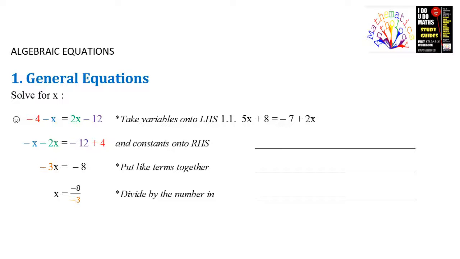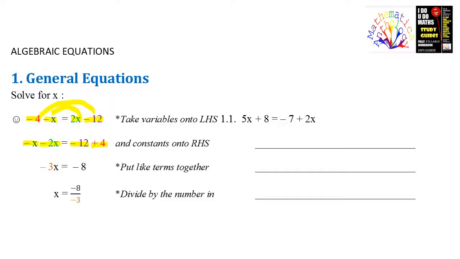So I have -x already on the left-hand side, so I'll leave that the same. My 2x though is on the right-hand side. I need to bring that over, so that becomes -2x. On the right-hand side, I have -12 here already. I'll leave that as -12. There's no change, but my -4 is on the wrong side. I need to bring that over, so that becomes +4.